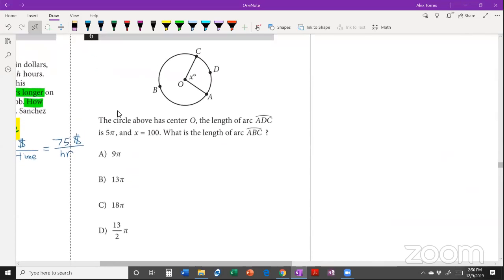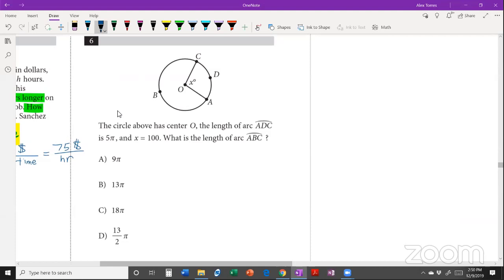Okay, on number 6, we're being told that x is 100 degrees. The length of arc ADC is 5 pi. Okay, and generally speaking, the concept involved is the concept of fractions of a circle.